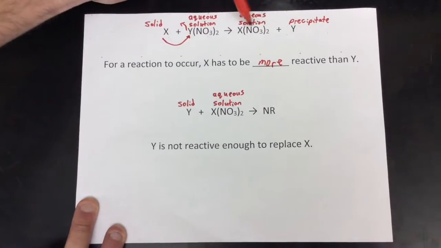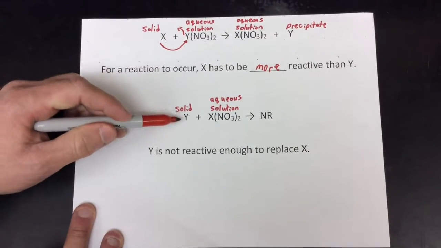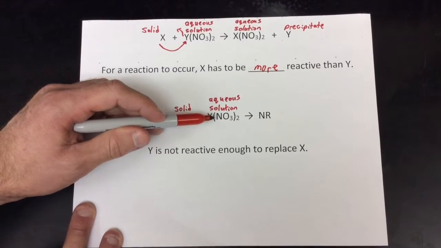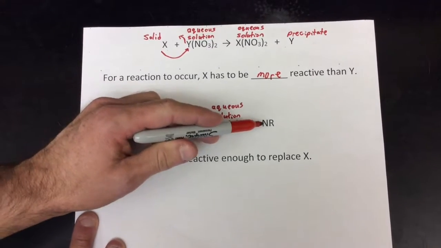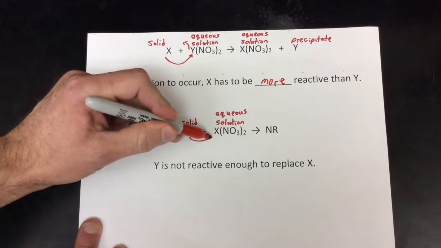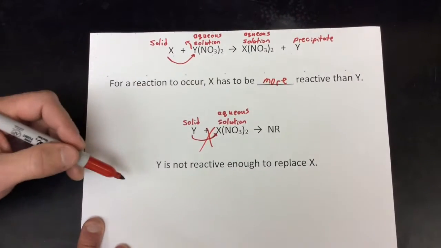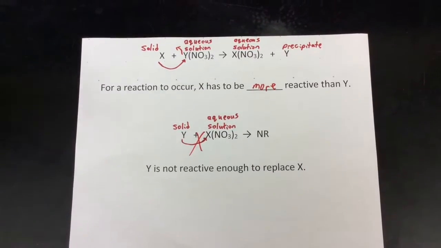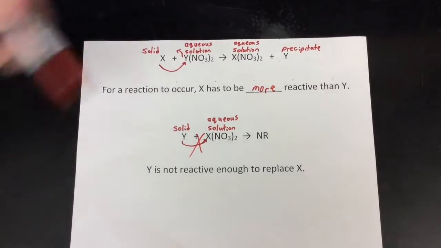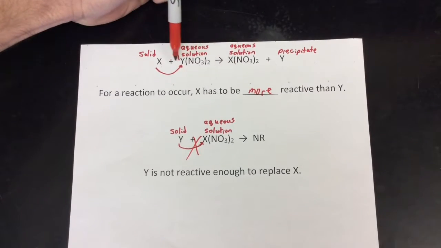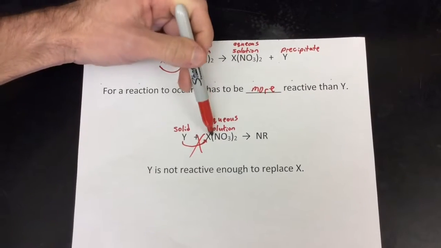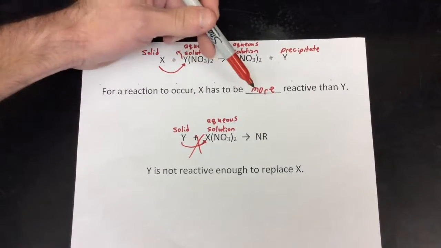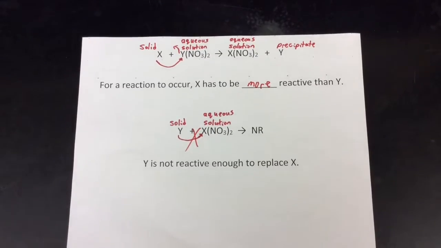Now, if I try the opposite, where I take a solid piece of metal Y and add it to a solution of XNO3, I'm not going to get a reaction. Y is not reactive enough to kick X out, so nothing happens there. Really, the more reactive metal is going to be the one that ends up in the bond. Here, X ends up with NO3, but in the other case it started off with it, so that's how it's going to stay. This is all because X is more reactive than Y. That's what we're going to be investigating with this lab.